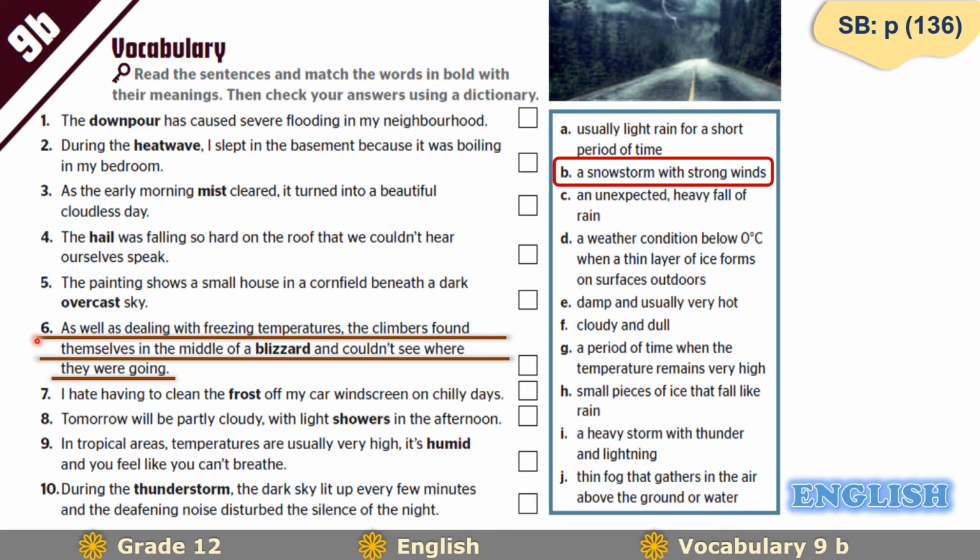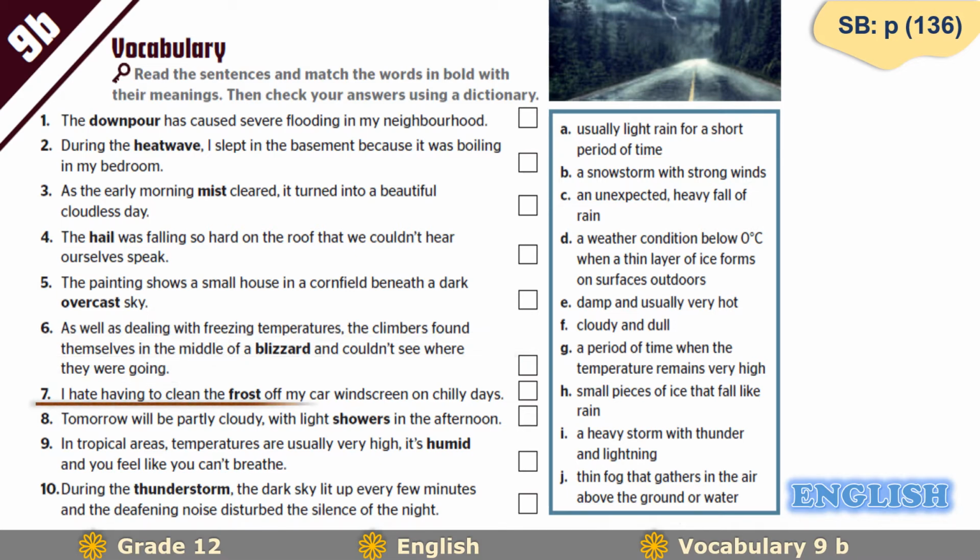Sentence number 7. I hate having to clean the frost off my car windscreen on chilly days. So the word frost is a weather condition below 0 degrees Celsius when a thin layer of ice forms on surfaces outdoors.